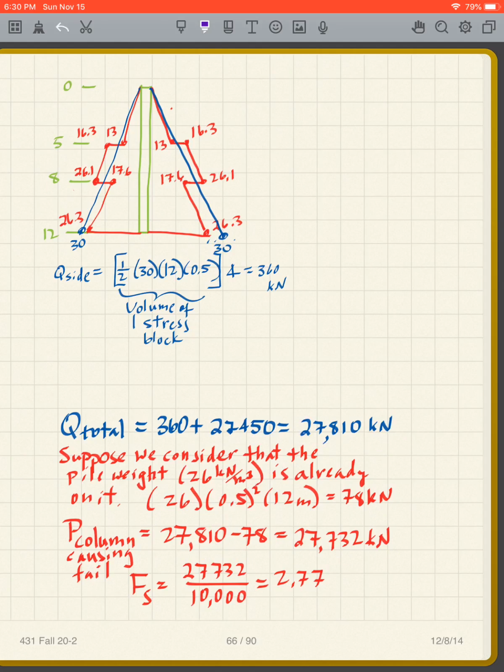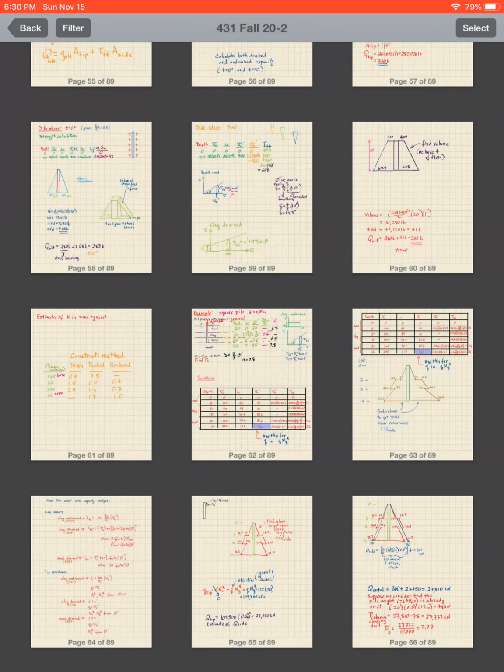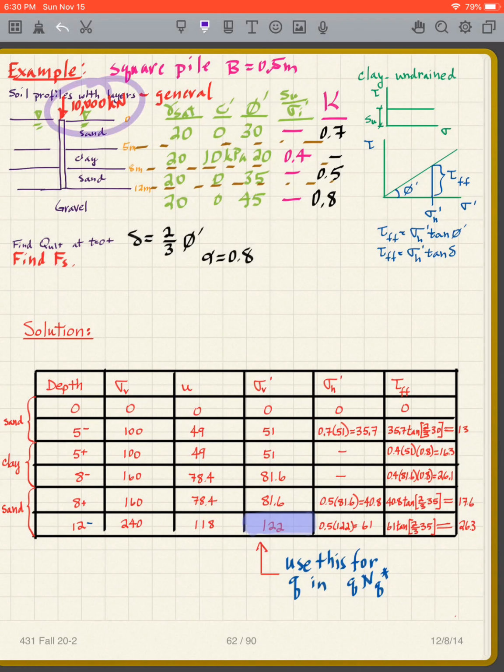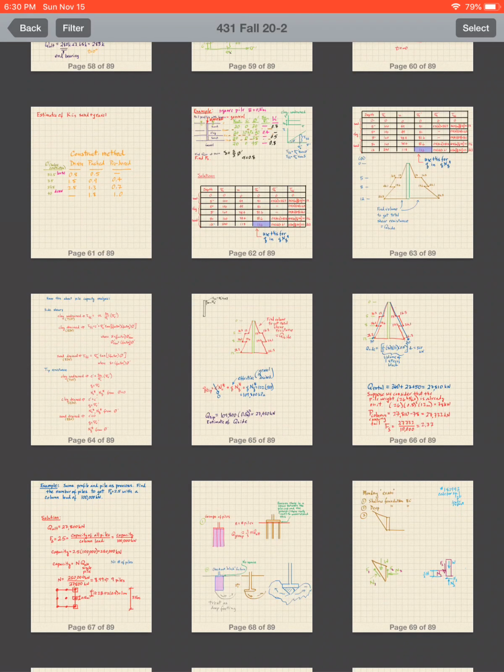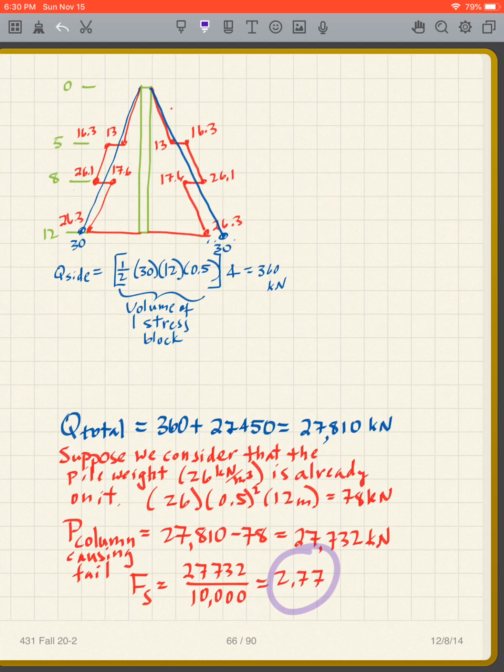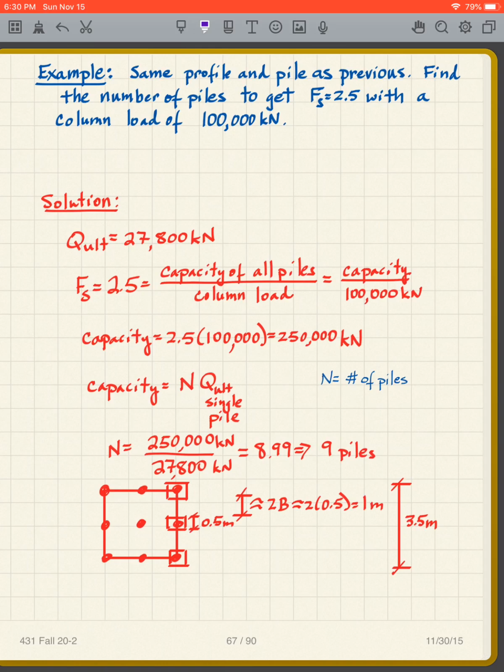And we get our factor of safety by taking that number and dividing it. If you remember, we put 10,000 kilonewtons on this pile. So there it is right there. We were asked for the factor of safety. If we put 10,000 kilonewtons on that pile, our factor of safety would be approximately 2.77. So pretty close to 3. It sounds pretty good. Okay, so it looked pretty good.